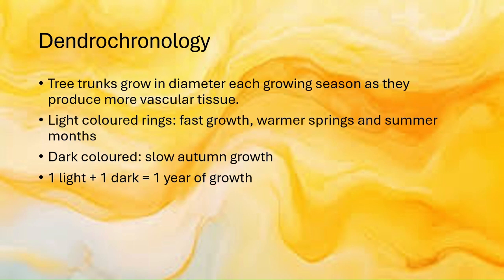The study of dendrochronology, which is the study of tree rings. Tree trunks grow in diameter each growing season as they produce more vascular tissue. Light-colored rings are associated with faster growth, warmer spring and summer months, while dark-colored rings are associated with slower growth in autumn. So from that, we can say that one light ring combined with one dark ring suggests 1 year of growth. So we can also say that counting the number of pairs of light and dark rings can suggest how old the tree is.